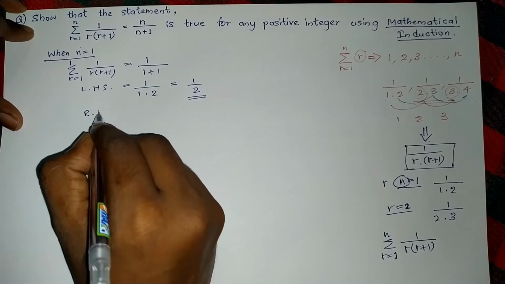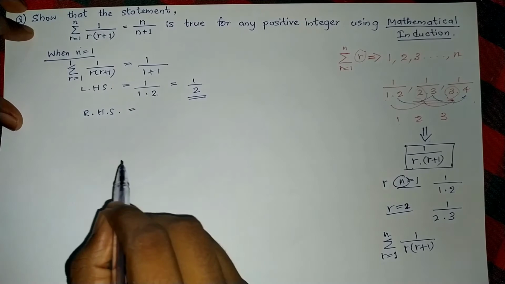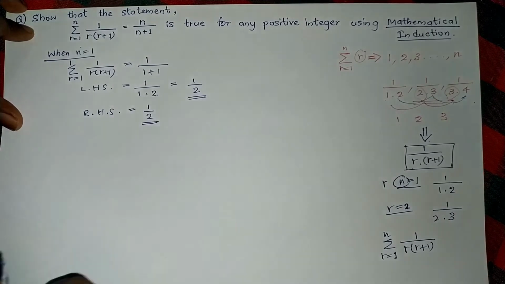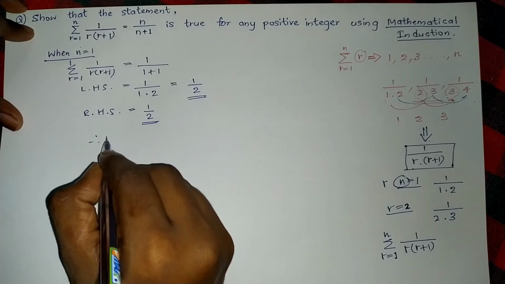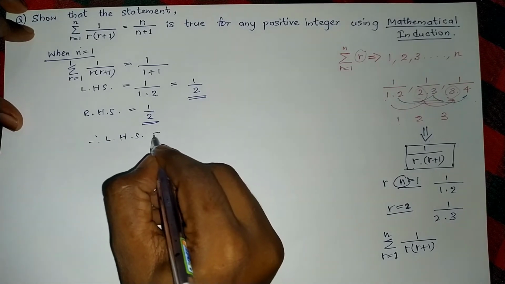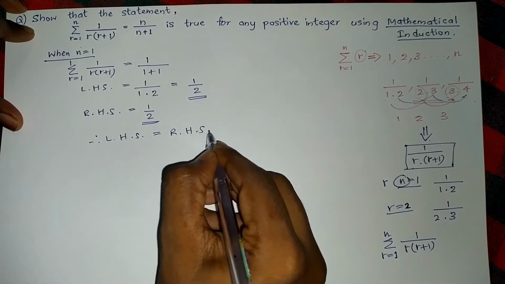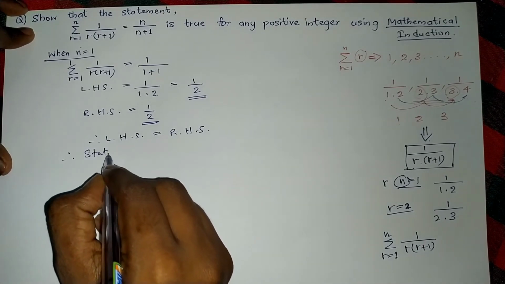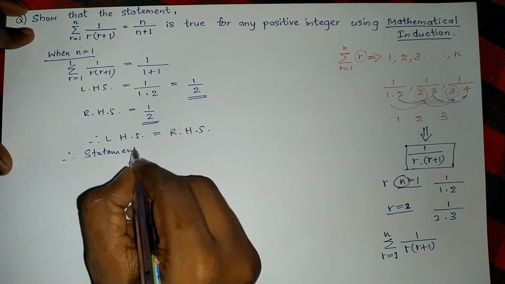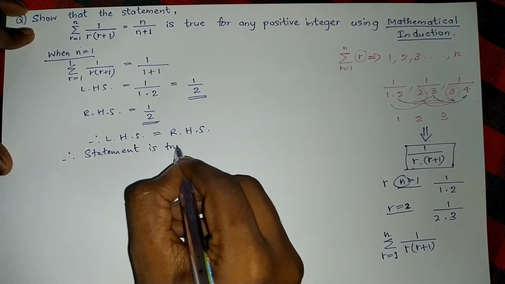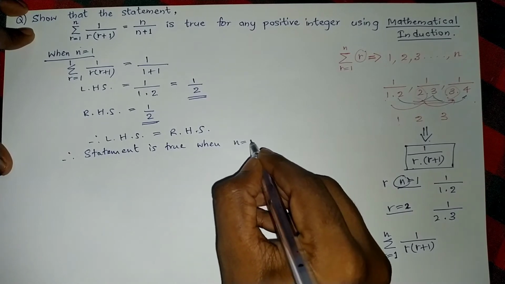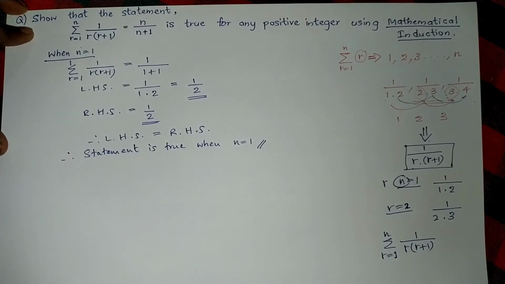Then what is our right hand side? It is just 1 over 1 plus 1, it is also half. Therefore LHS equals RHS. Therefore the statement is true when n equals 1. So you have done the first step.